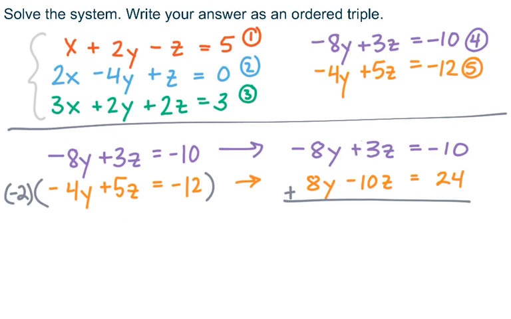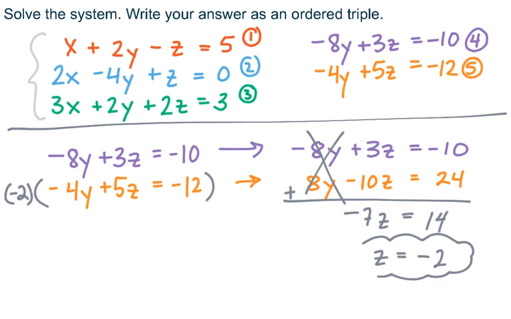At this point, I'll add these together, engineered so my y values cancel, and I have negative 7z. 3 minus 10 gives me negative 7, and negative 10 plus 24 gives me positive 14. Dividing both sides by negative 7, I determine that z is equal to negative 2. So here is 1/3 of my answer. I also need to find my y and my x value. Well, at this point, we're just going to work backwards.